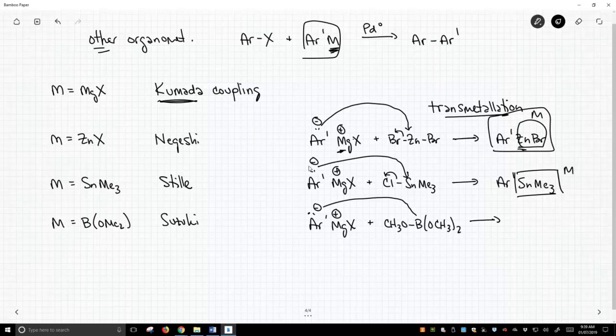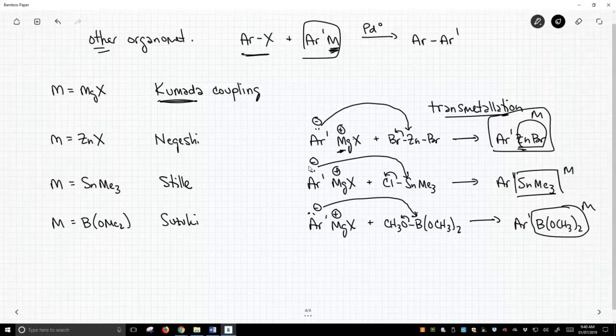Benzene ring again attacks the boron. We're going to lose one of our OR groups off the boron. And this is now our metal. So these are different variations on exactly the same theme. What is the theme? Well, it's shown at the top of the slide.